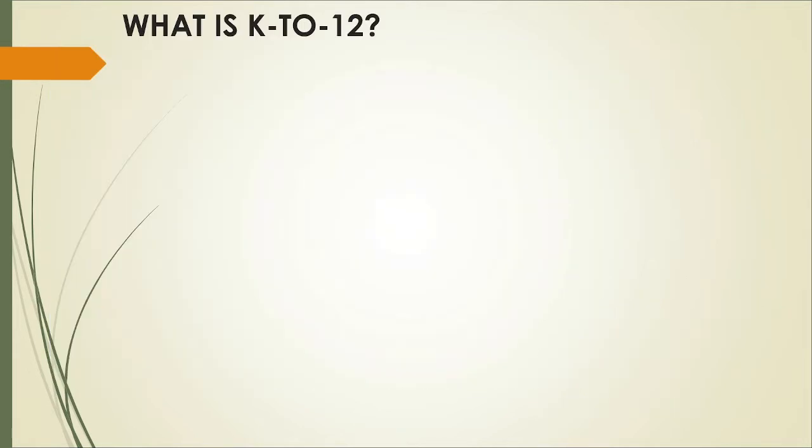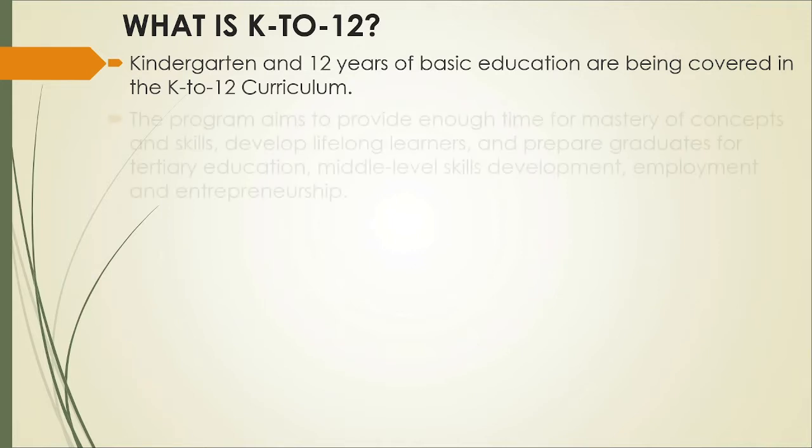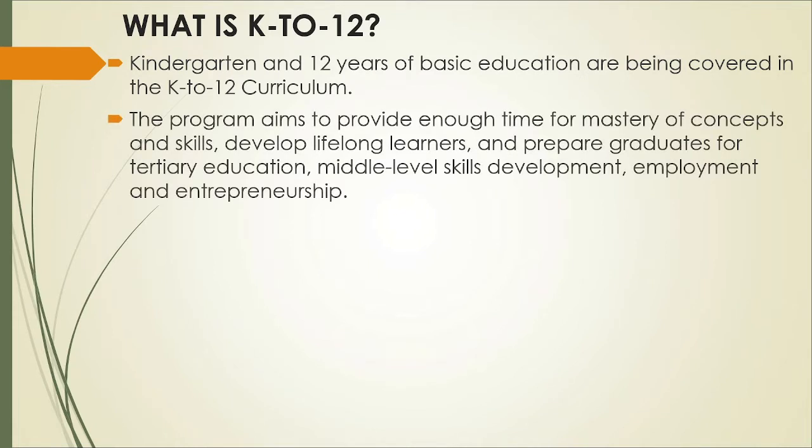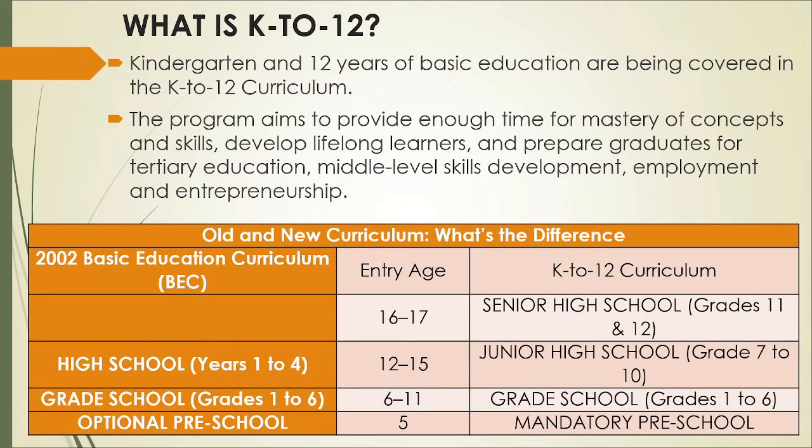What is K to 12? Kindergarten and 12 years of basic education are being covered in the K to 12 curriculum. The program aims to provide enough time for mastery of concepts and skills, develop lifelong learners, and prepare graduates for tertiary education, middle-level skills in development, employment, and entrepreneurship. Now, this will be the comparison of the old curriculum and the new curriculum.